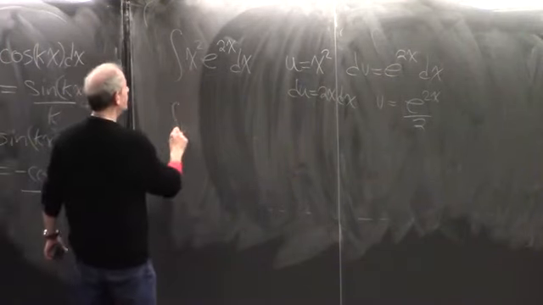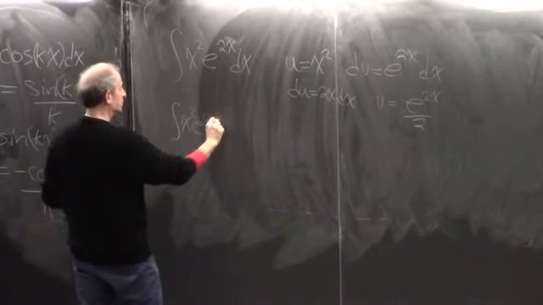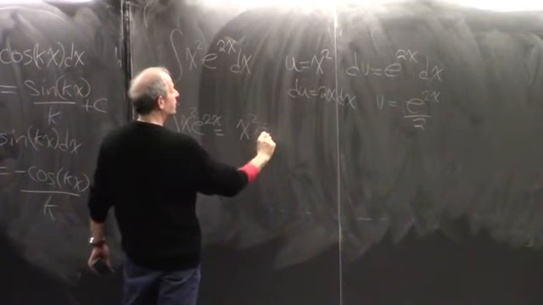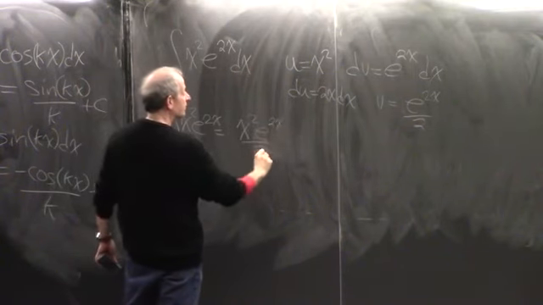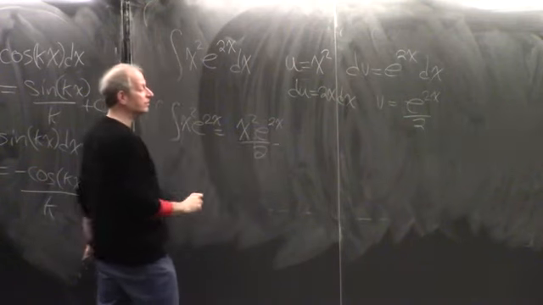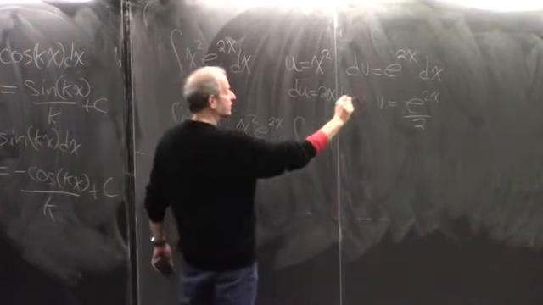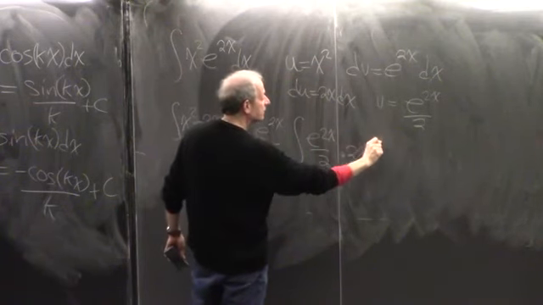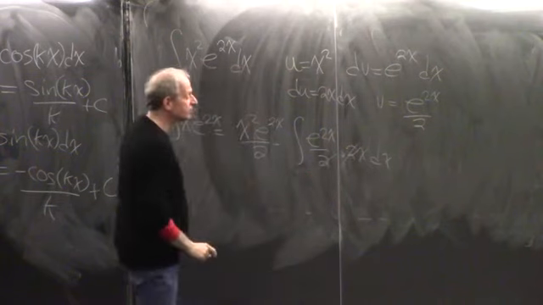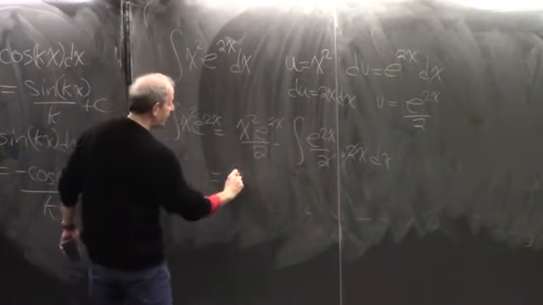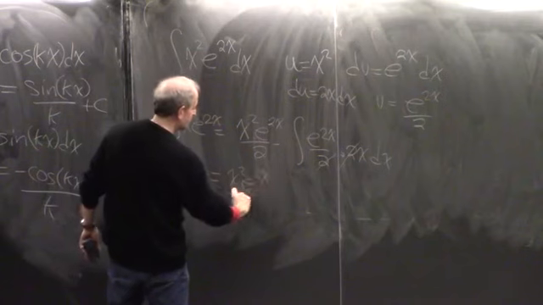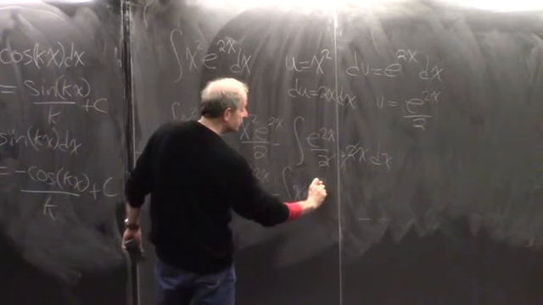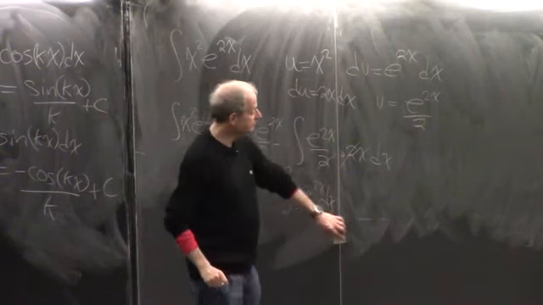Okay, so now we have the integral of x squared e to the 2x is u times v. So x squared e to the 2x over 2 minus the integral of v du, which is the integral of e to the 2x over 2 times 2x dx, and those 2's cancel. So you have x squared e to the 2x over 2 minus the integral of x e to the 2x dx.